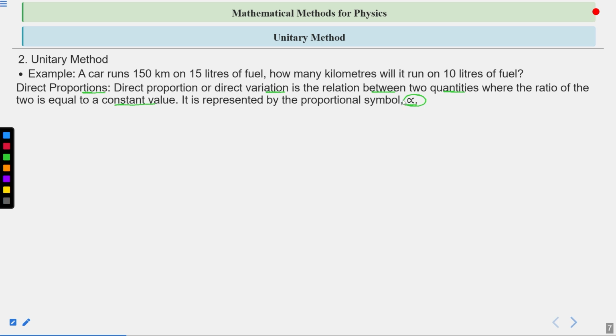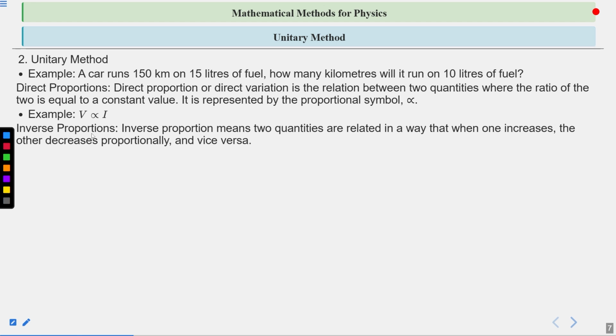Suppose we have V is equal to IR, Ohm's law. Here we can say V is directly proportional to I. So this is direct proportion. Example, V is directly proportional to I, using the proportionality symbol. Directly means there is no fraction term, so it is direct proportional.